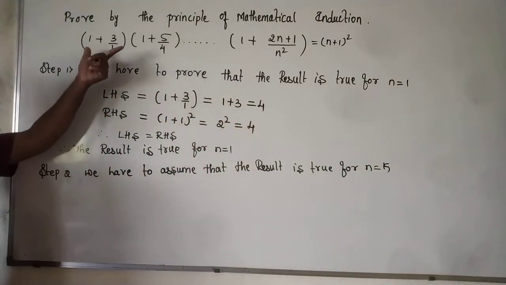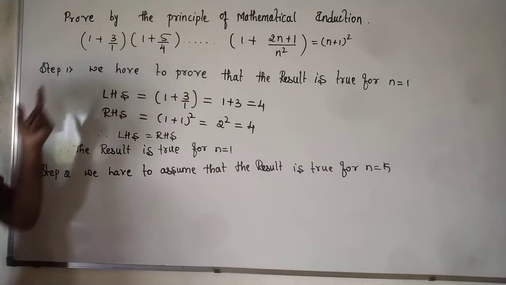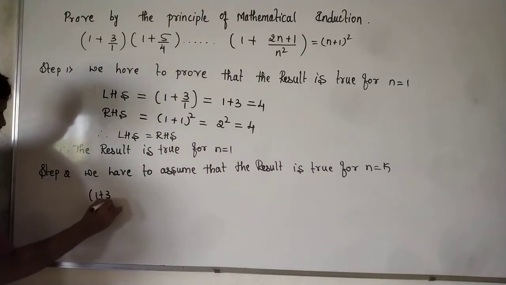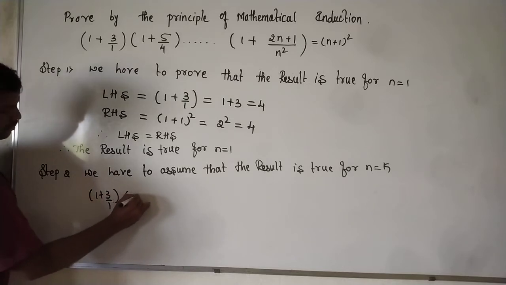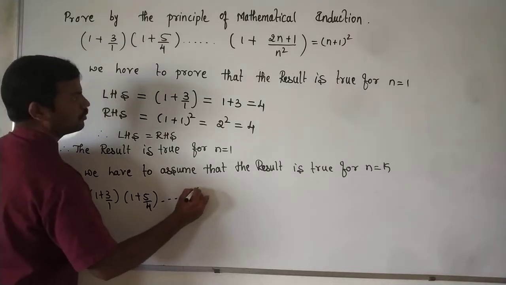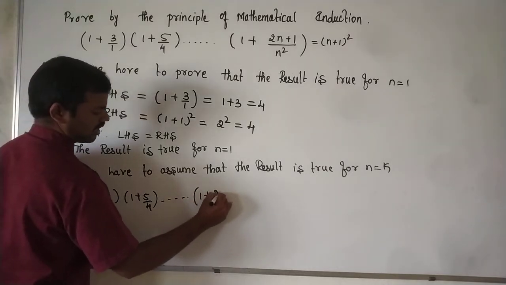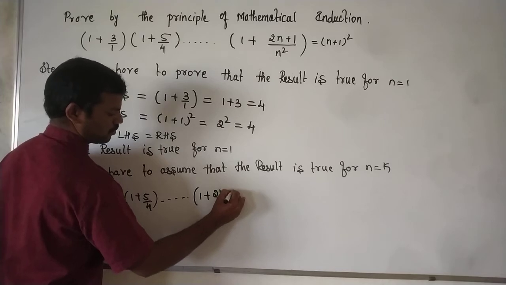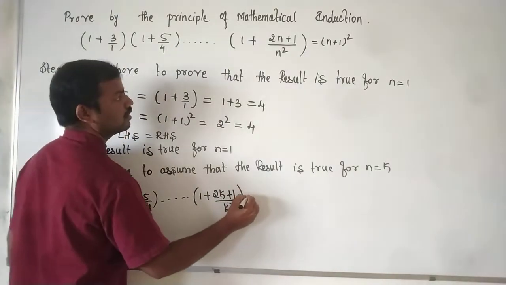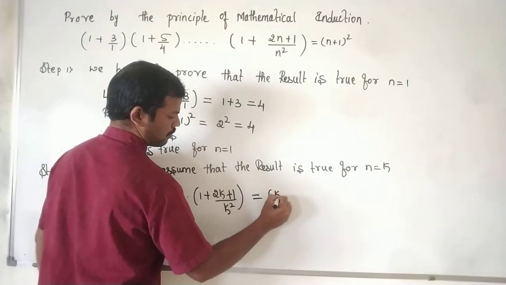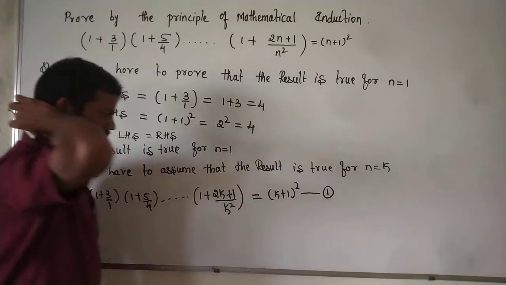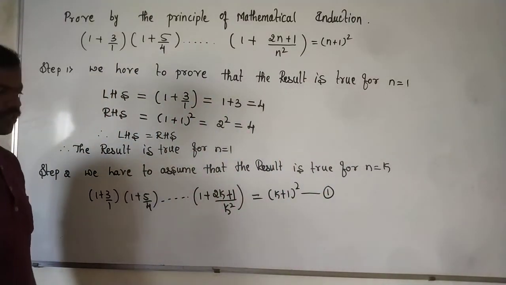Then we have to write the given. So that is the result. What is the result? 1 plus 3 divided by 1, into 1 plus 5 divided by 4, and so on, into 1 plus (2k plus 1) divided by k square is equal to (k plus 1) whole square. Name it as equation number 1.